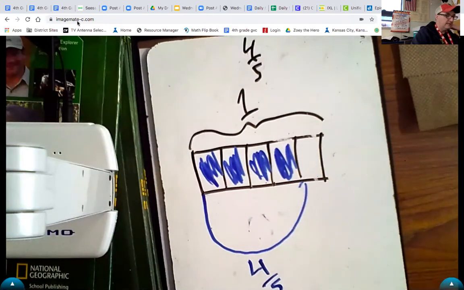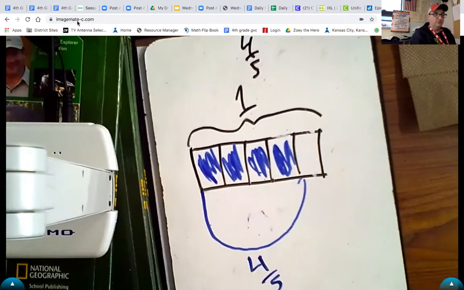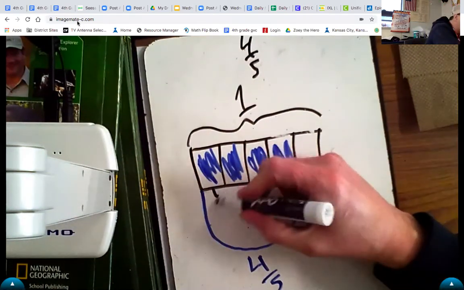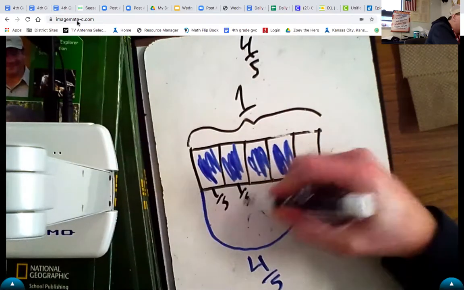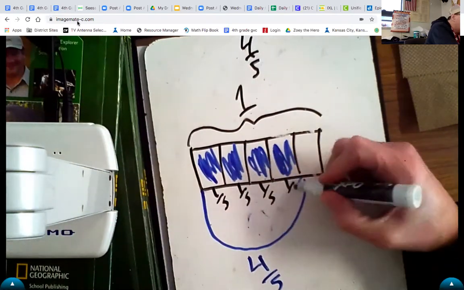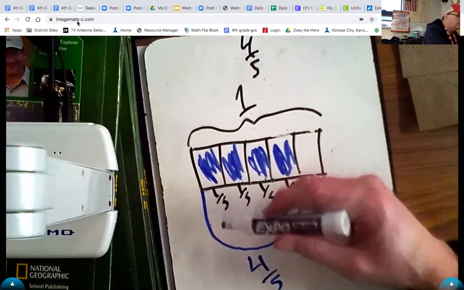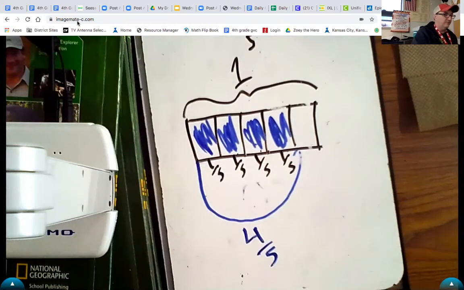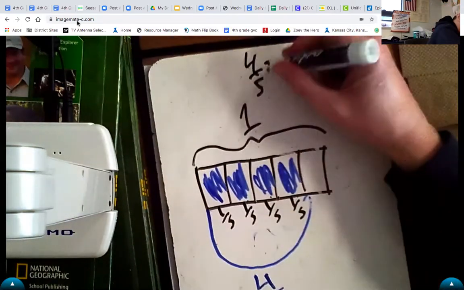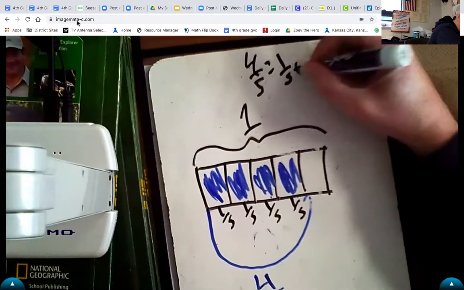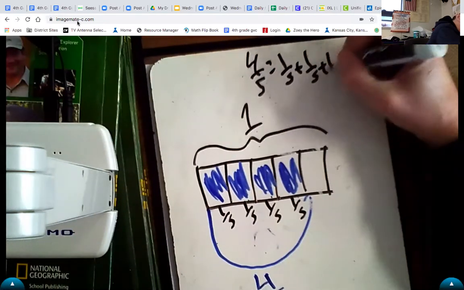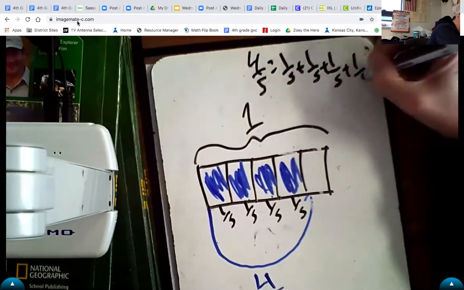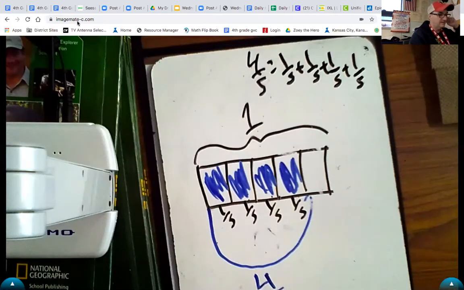So let's think. First of all, let's look at the unit fractions. When you're working with fifths, the unit is 1/5. So we got 1/5, 1/5, and 1/5. You can see we got 1, 2, 3, 4 unit fractions. So we could start by saying 4/5 equals 1/5 plus 1/5 plus 1/5 plus 1/5. That's the first way.